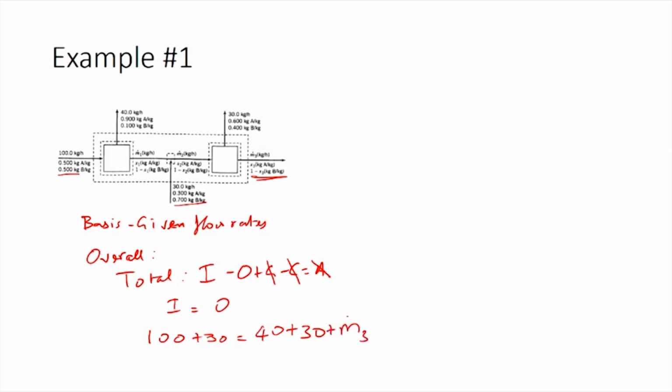So, now using this equation we can calculate M3 dot as 60 kilograms per hour. Now that we have calculated the mass flow rate of the product stream 3, we need to calculate the composition of product stream 3. That we can do by performing component balances for this stream.